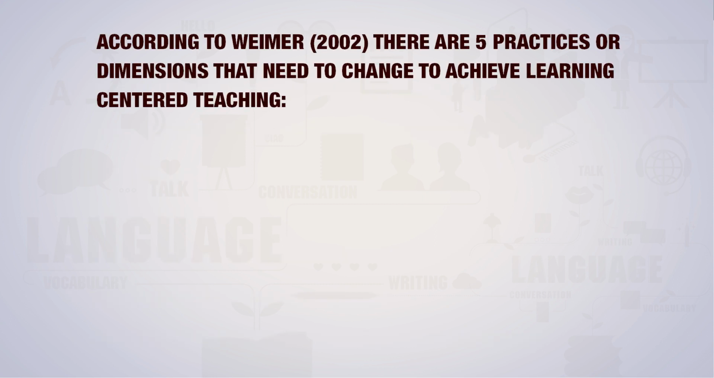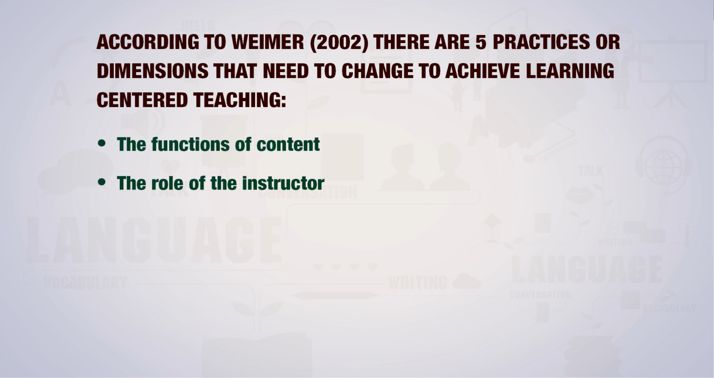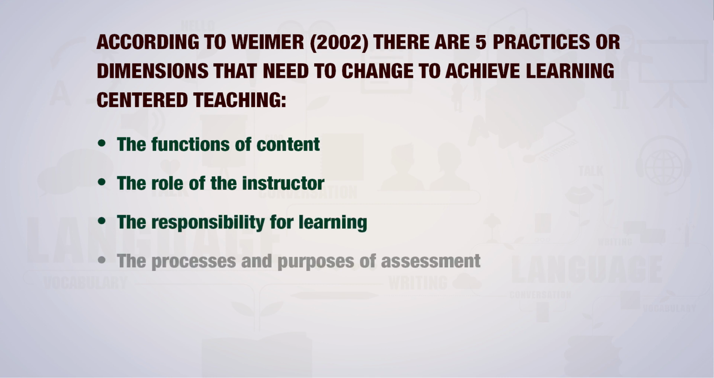According to Weimer, there are 5 practices or dimensions that need to change to achieve learner-centered teaching. These are number 1, the functions of content, number 2, the role of the instructor, number 3, the responsibility for learning, number 4, the processes and purposes of assessment, and finally, number 5, the balance of power. Let us first talk about the function of content.